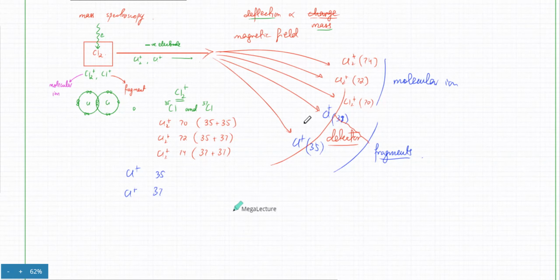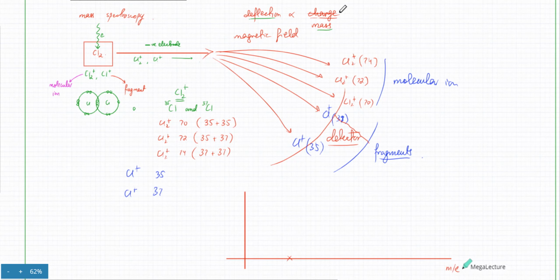So there's a thing called percentage abundance, and this axis is usually the mass to charge ratio. The charge is 1. E represents charge, so the charge is kept constant at 1. So basically, this axis represents mass. Now you're getting a detection at 35 and you're getting a detection at 37. Right now, we're not really focusing on the molecular ion. I'm just focusing on these two. So there are two types of chlorine.